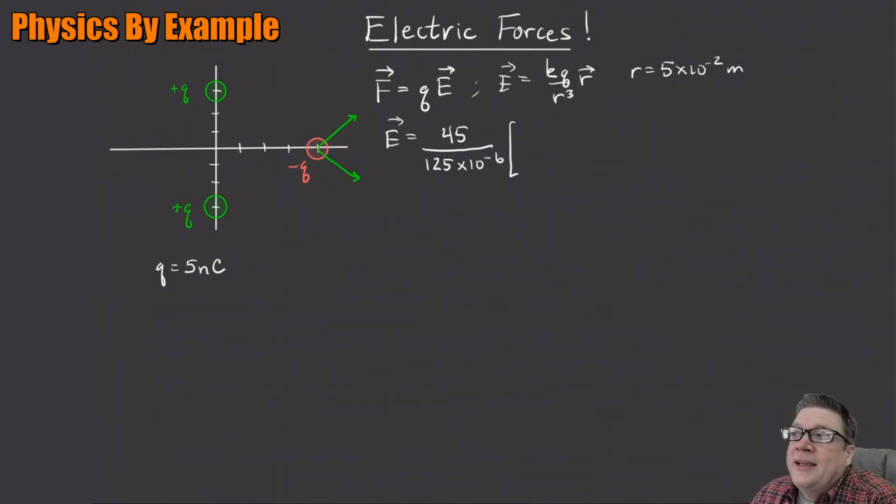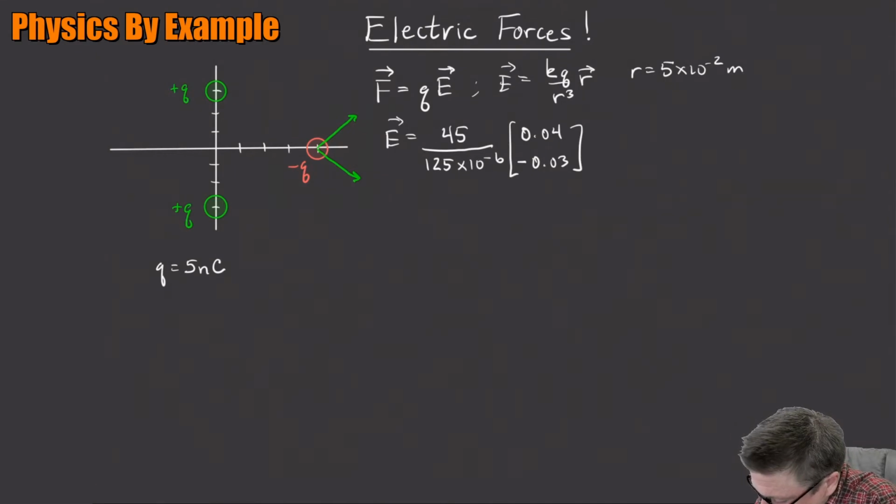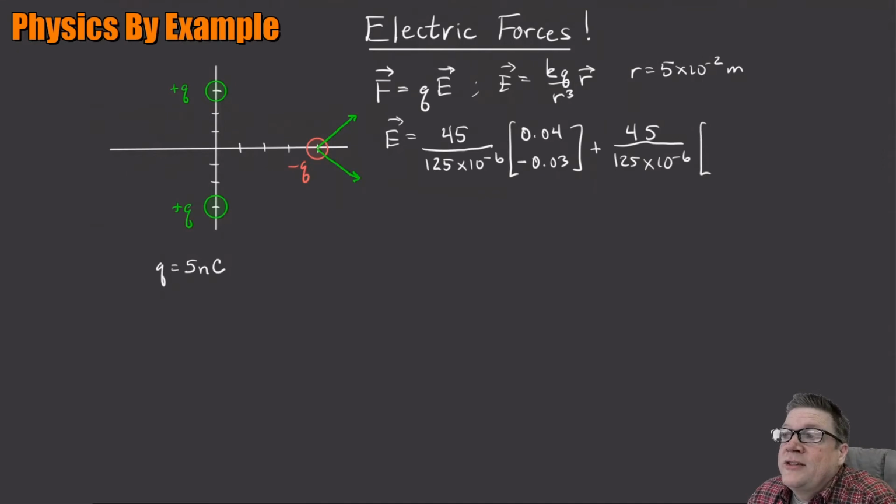So let's do the top one first. From the top Q, what do I have to do to get to the minus Q? I have to go over 4 in the X and down 3 in the Y. So I have to go 0.04 and minus 0.03. That's the top charge. Okay, and now I have to add the electric field from the bottom charge. So that's going to be plus, same business, 45, same distance, 125 times 10 to the minus 6. How do I get from the bottom charge to that point? I still go over 4 in the X, and now I go up 3 in the Y.